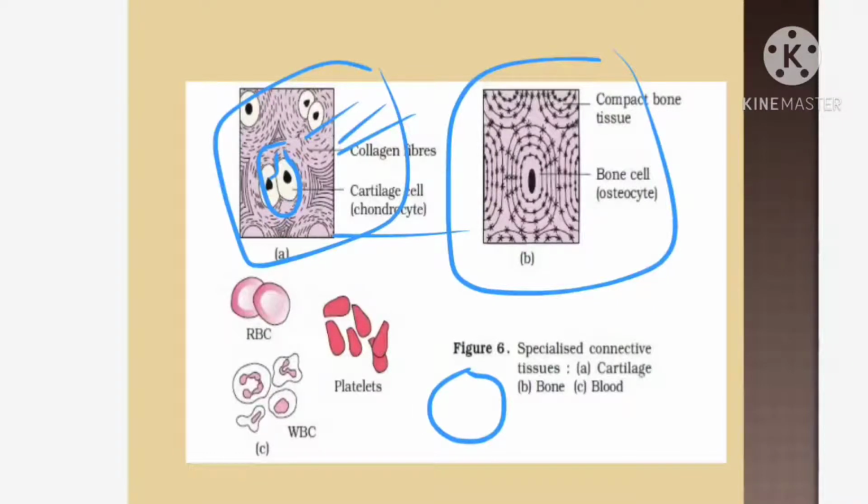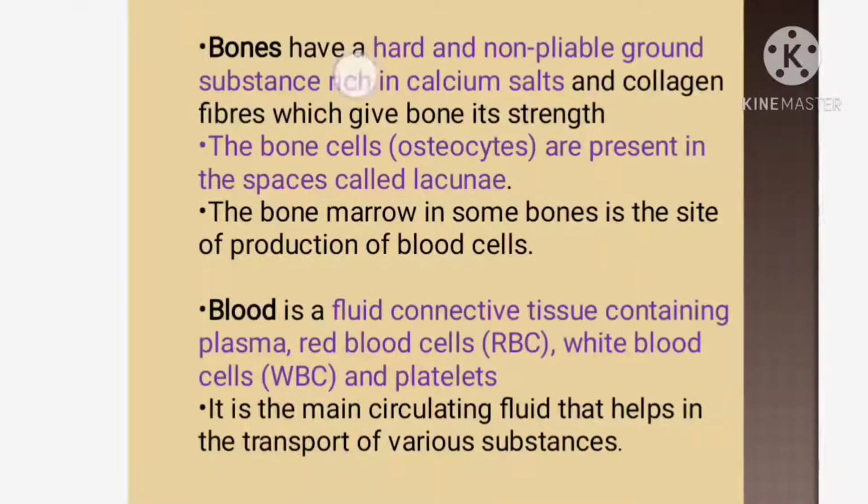They have specialized cells. The cells which are present in the bones we call osteocytes. Bones are hard. Non-pliable means it is not flexible. Bones are stiff, very hard. You cannot bend it.